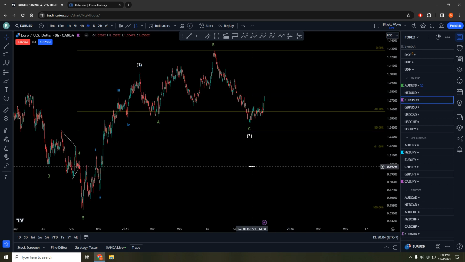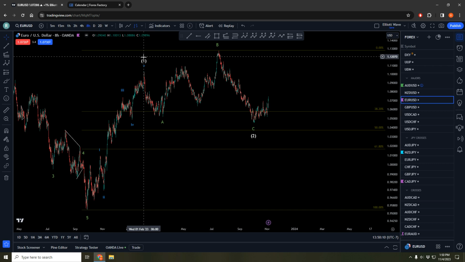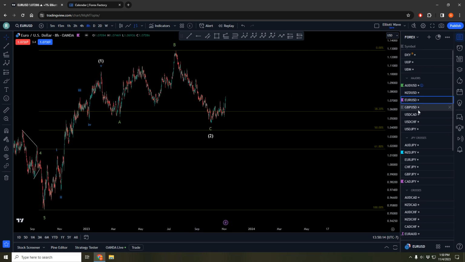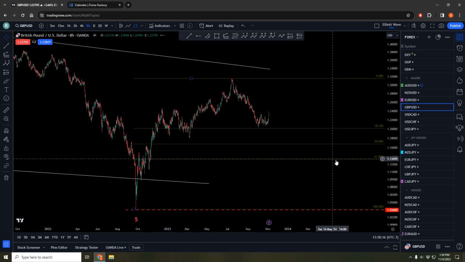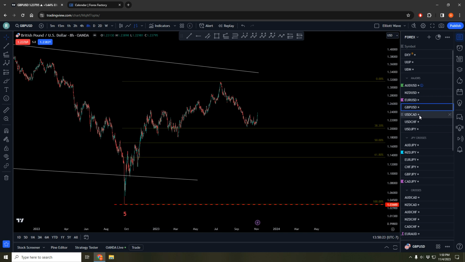Euro often looks like an inverse image of the DXY, and we can see the same idea here. Impulse wave up, ABC flat, so we can expect a nice move up as well in Euro. Pound, I'll be honest, I don't have a great count I enjoy for pound, so I'm letting that one stay for now, not on my immediate watch list, because it just doesn't feel as clear to me as some of the other dollar pairs.